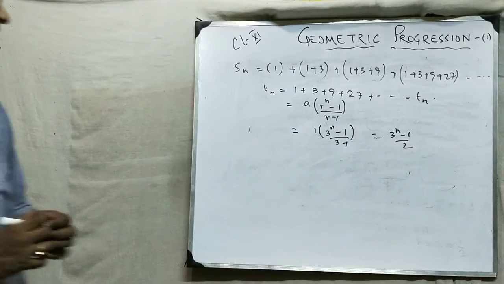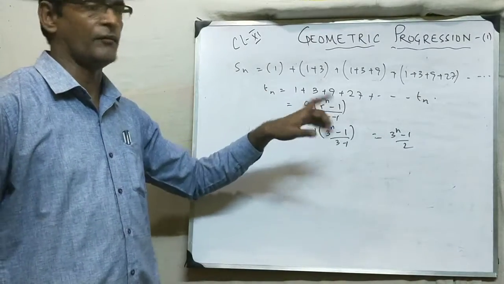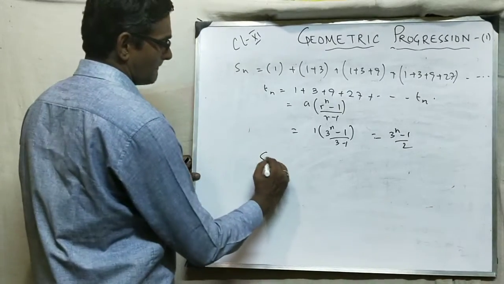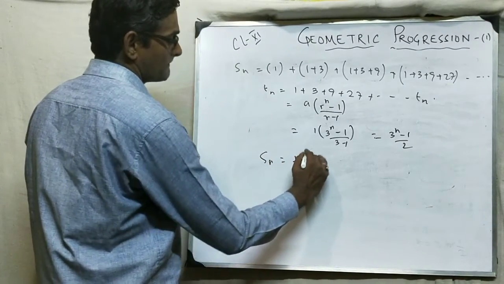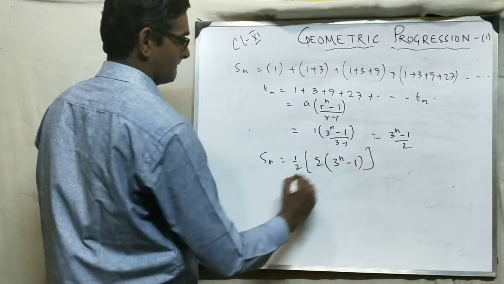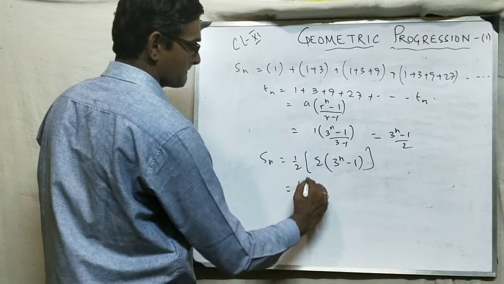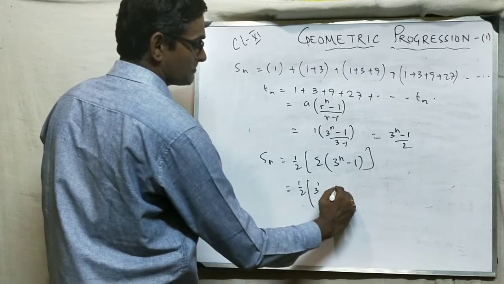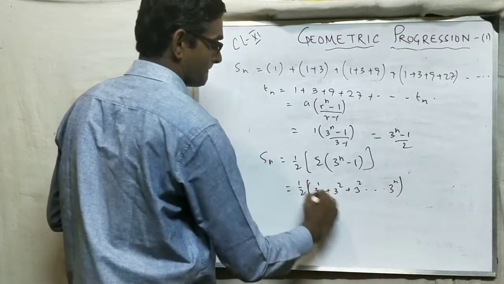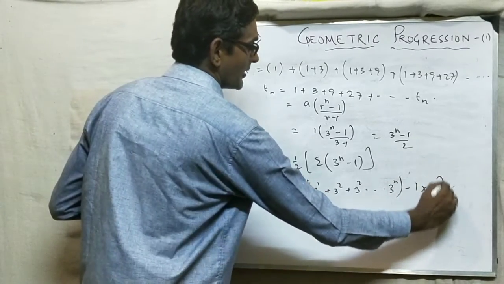Now see, this type of sum we have done in AP, where we have found the Tn, and then from Tn, what will we get? Sn. So Sn is what? Half, summation of (3 to the power k minus 1). Now this is what? 3 to the power 1, 3 to the power 2, 3 to the power 3, up to 3 to the power n, minus 1 into n.